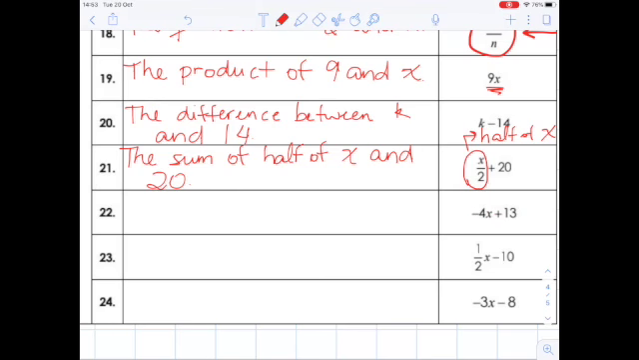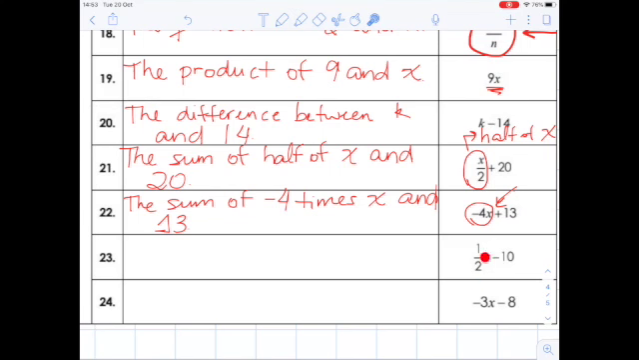All right. Number 22, I have negative 4x plus 13. So over here I have a product or a multiplication, and then over here I have a sum. So the big operation would be the sum. So I'm having the sum of negative 4x. How can I say this? Of negative 4 times x and 13. Something like that. Or I could say, for example, negative 4 times x plus 13. I could totally do that too.